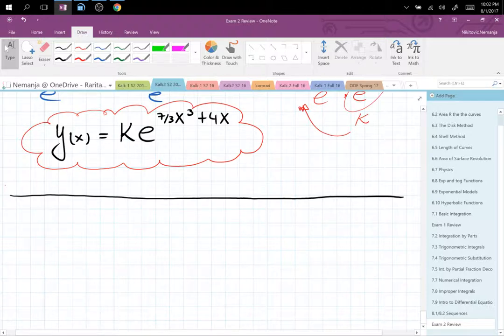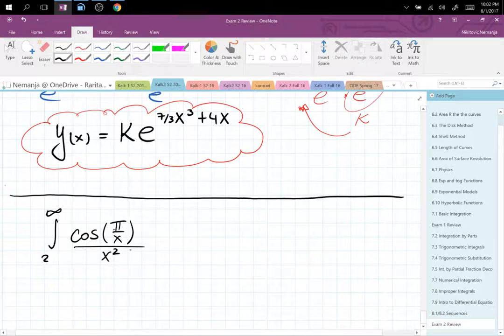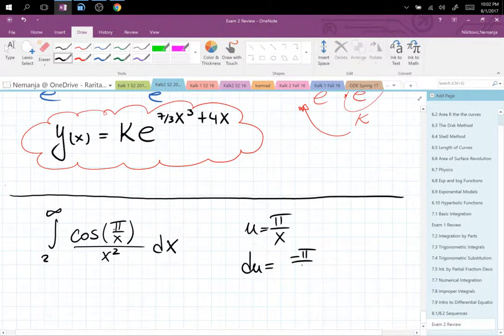Number 19 is the integral from 2 to infinity of cosine of pi over x, divided by x squared, dx. Wait, I think we discussed this one, right? U is pi over x. Du is negative pi over x squared dx.